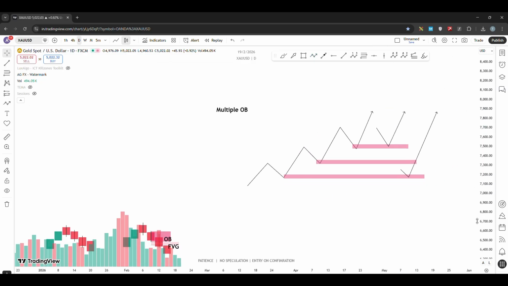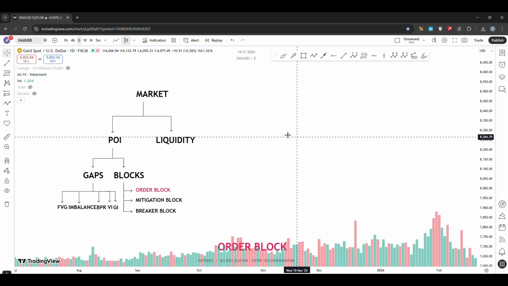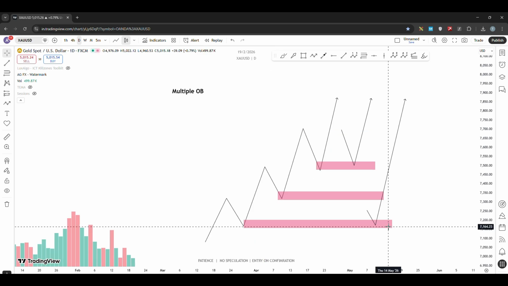Okay, so this is all about order block, and it's a very important concept to understand, and I hope that you understood what is an order block. So that's it for today's class.